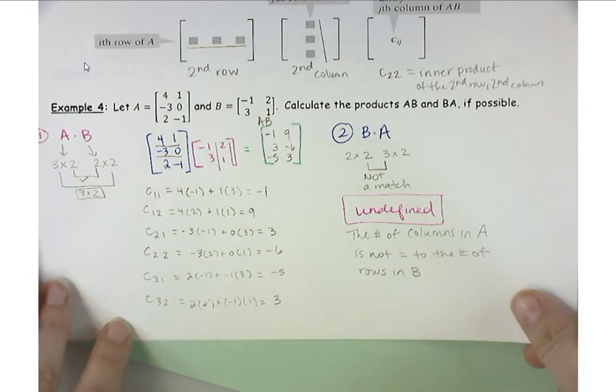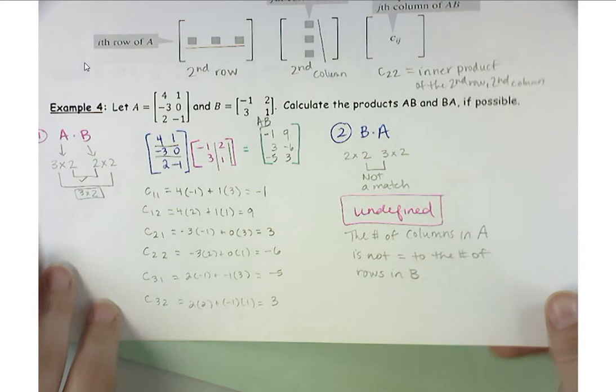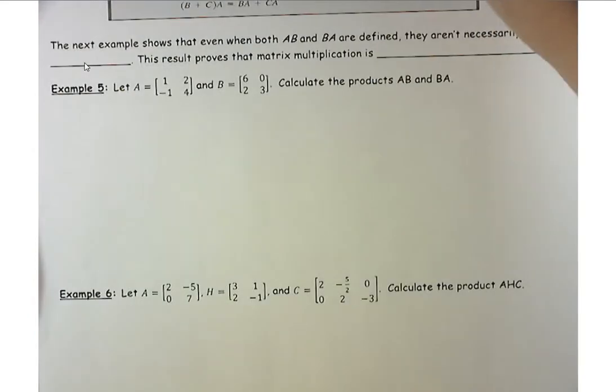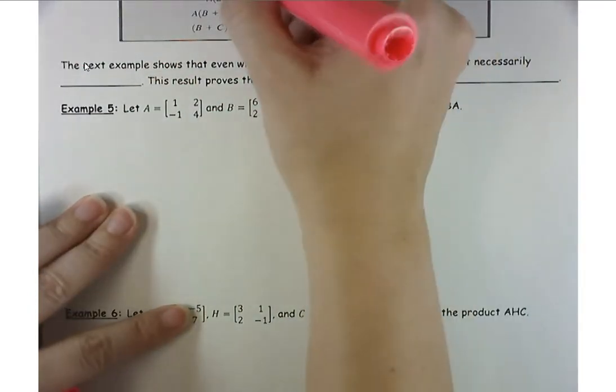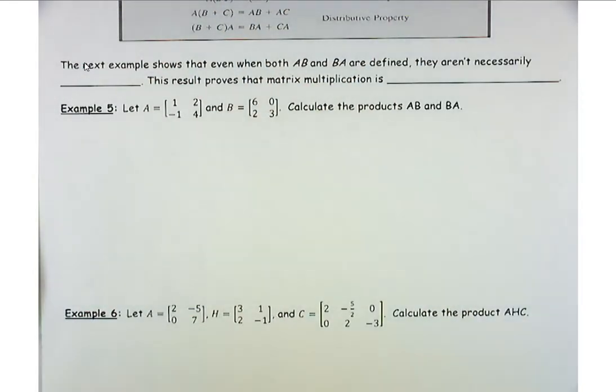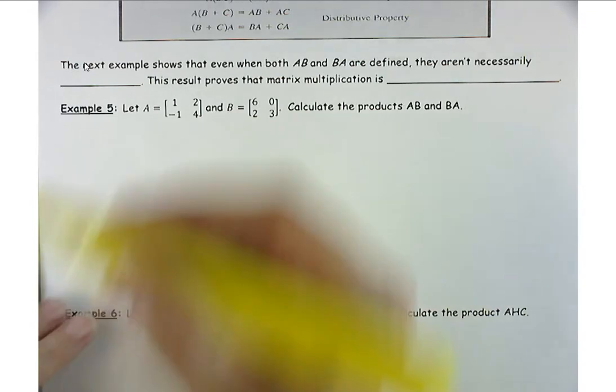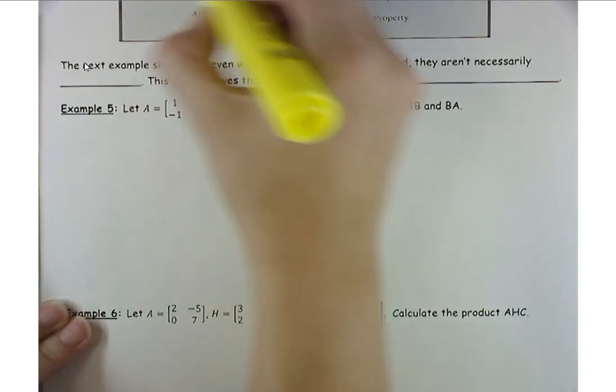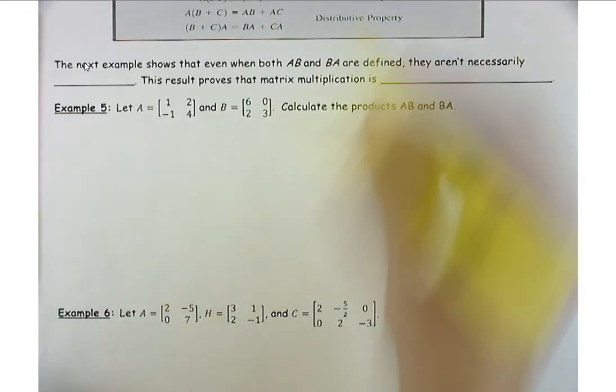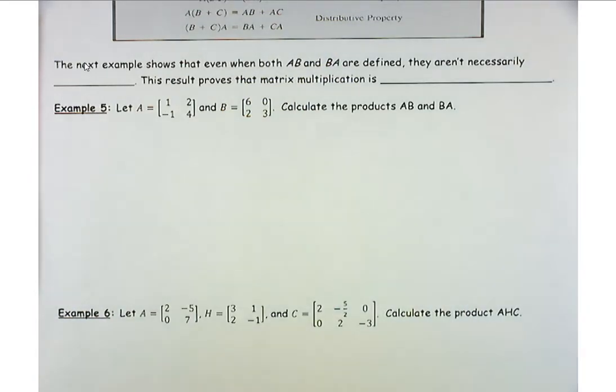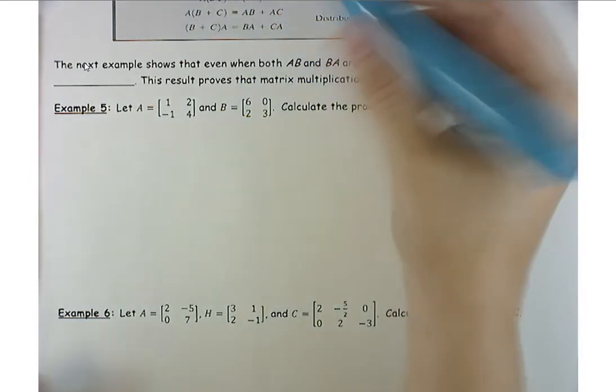All right, you guys ready for the next page? Okay, so although matrix multiplication is not commutative, it does obey the associative and distributive properties. So matrix multiplication is associative and distributive.